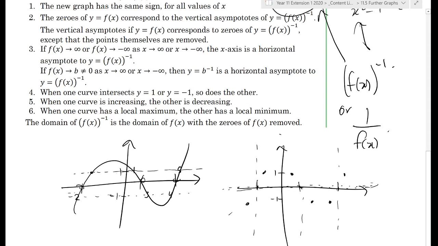When one curve is increasing, the other is decreasing. As this curve goes up, this one comes down. This one is going down, this one is coming up. It turns around here, turns around here and goes back down. This one's going up.